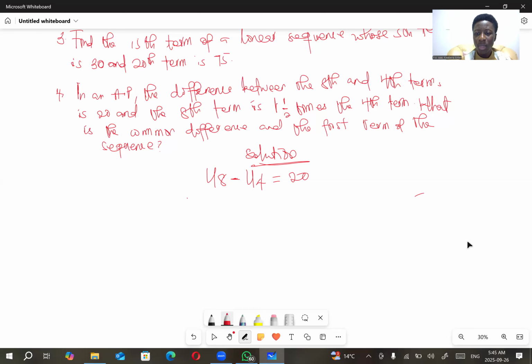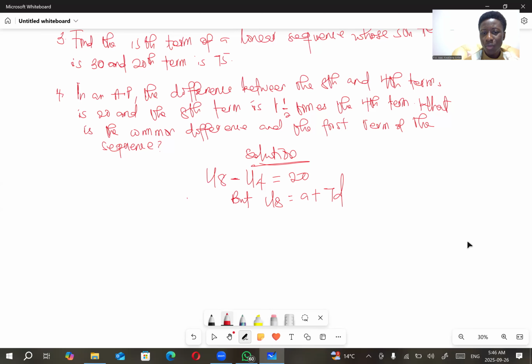So this is what it means. But when I'm solving, I will not use U, because at the end of the day, they will ask you to find A and D, right? So represent it properly. That U8 in itself is what? A plus 7D. Do you agree with me? It's A plus 7D.